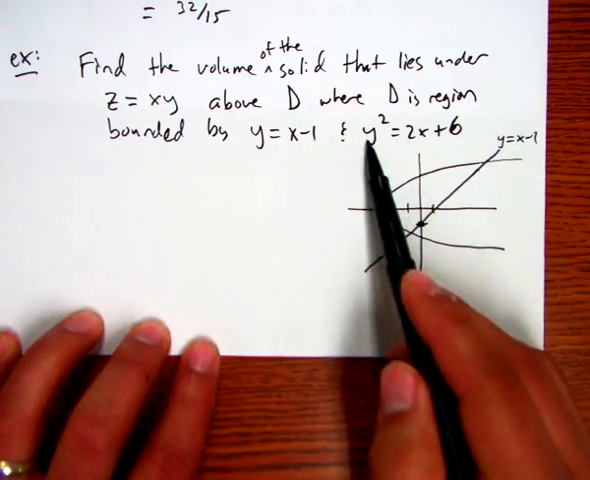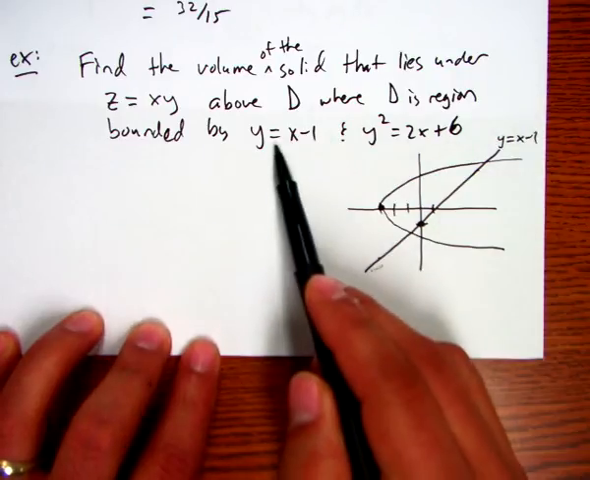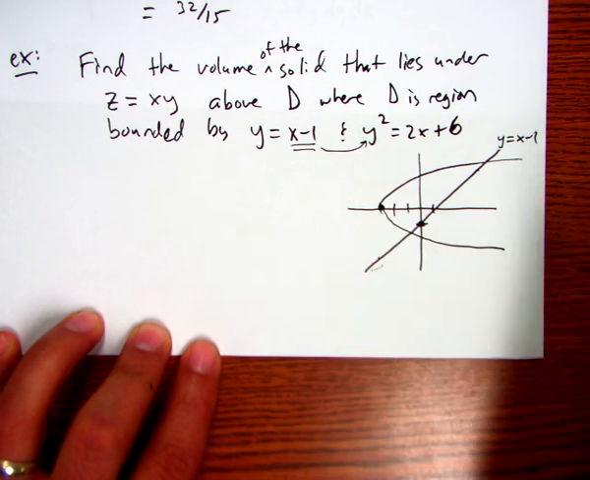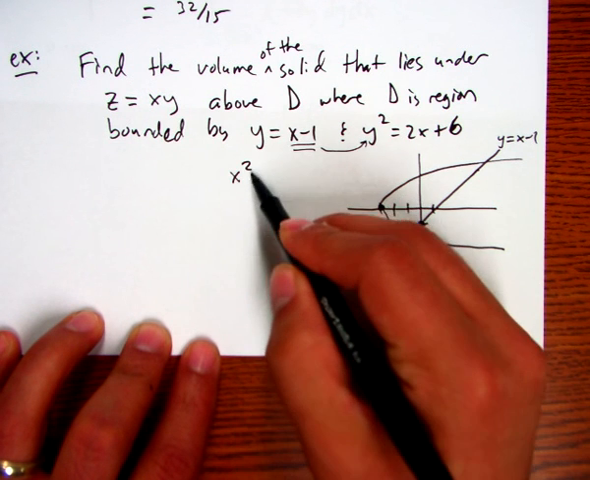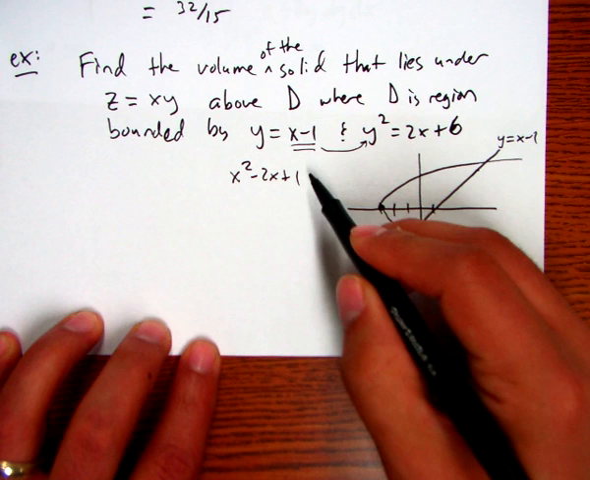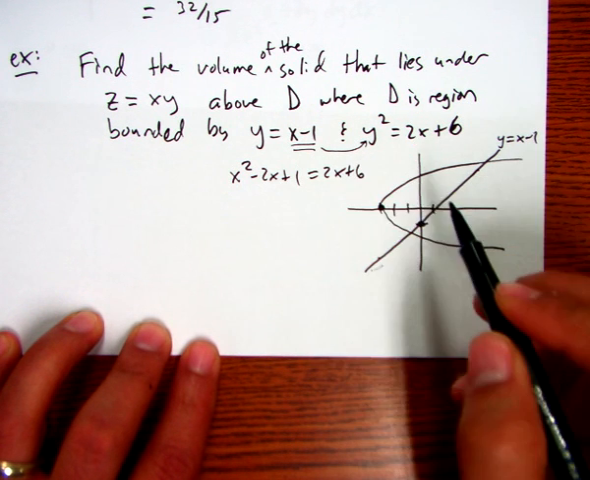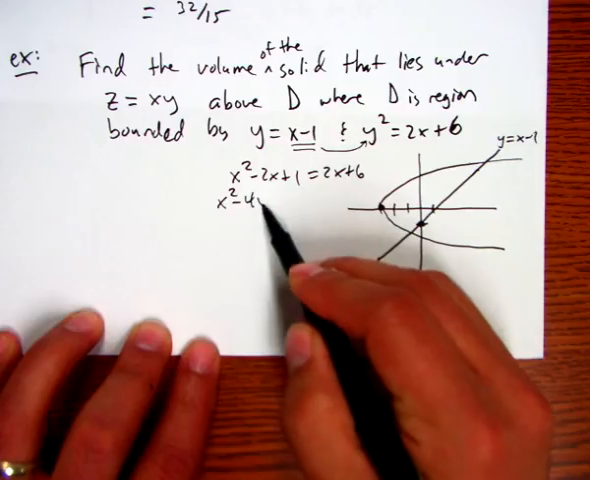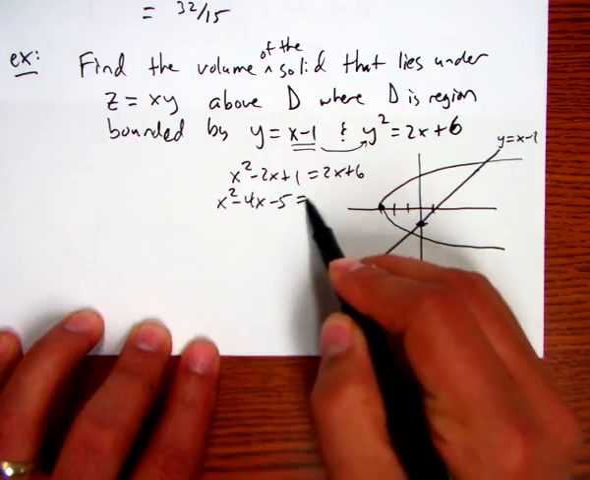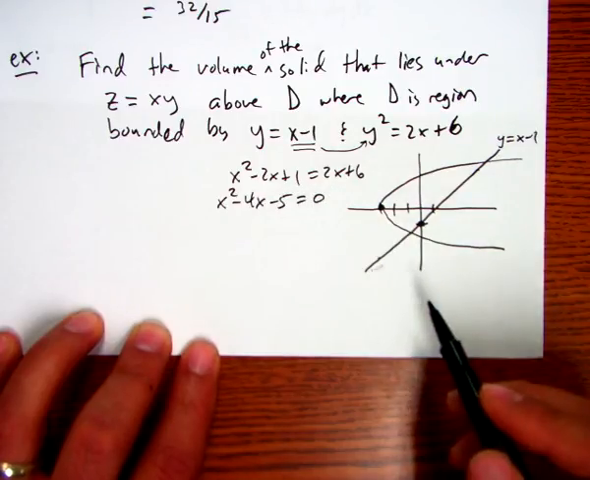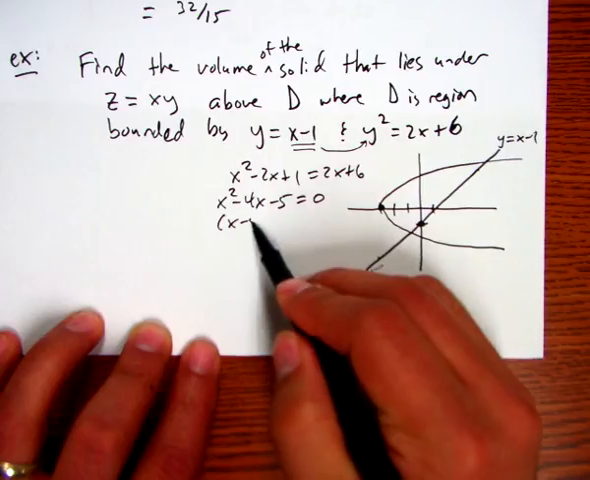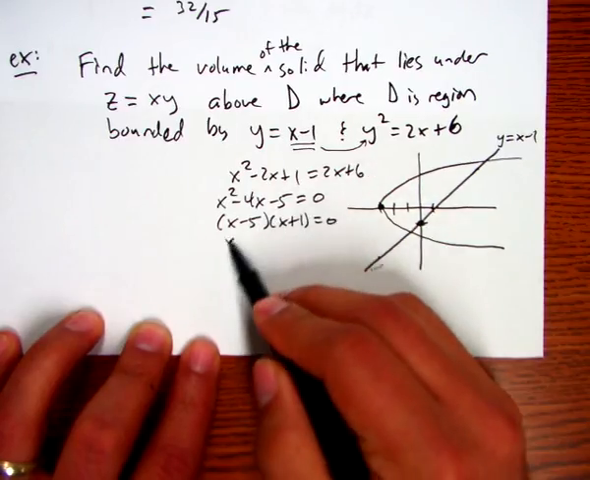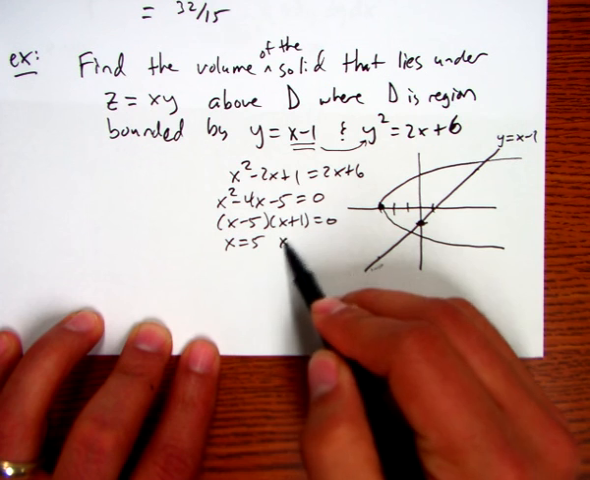Since y squared equals 2x plus 6, one way to do this would be to just plug in x minus 1 into y, right? So then we get x squared minus 2x plus 1 has to equal 2x plus 6. Move some things around. And that does factor nicely. So we got x equals 5, x equals -1.